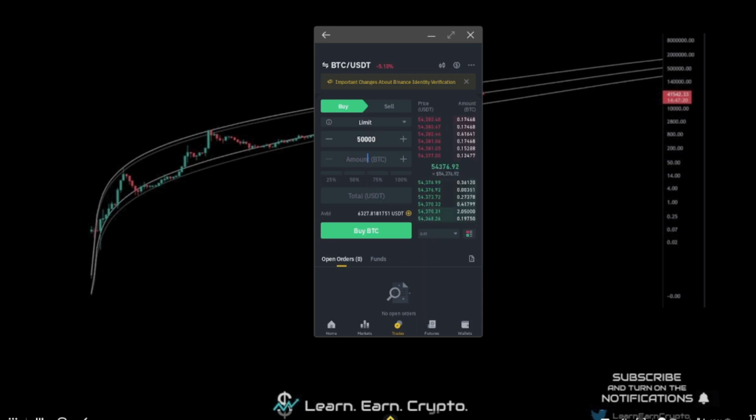In the amount field, you can input the amount of Bitcoin you wish to purchase or use the percentage. Or you can use the total field and put the amount you want to spend. For example, we want to buy Bitcoin worth $100. Then click buy. Your order will be fulfilled if the price of Bitcoin drops to 50,000. You can follow the same steps to sell by selecting the Sell tab and set the price and amount.